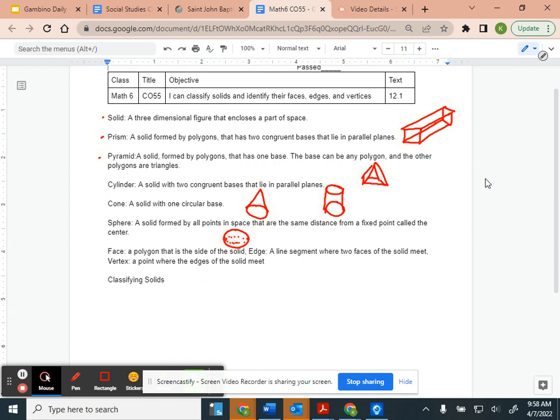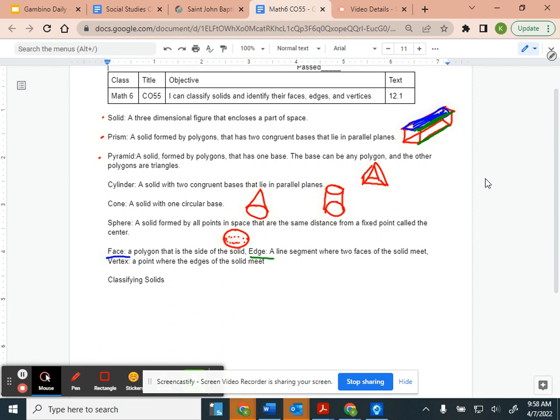A face is a polygon that is the side of a solid. So this right here, right in the middle, that's the face. Each side is a face. The face would be that whole side. So you're counting sides. An edge is a line segment where two faces meet. So it's the line, that is your edge. Each of these is an edge.